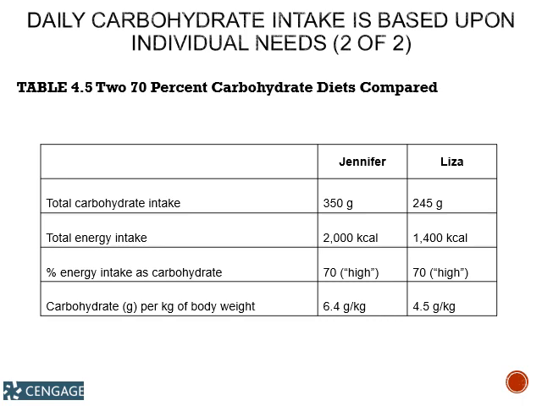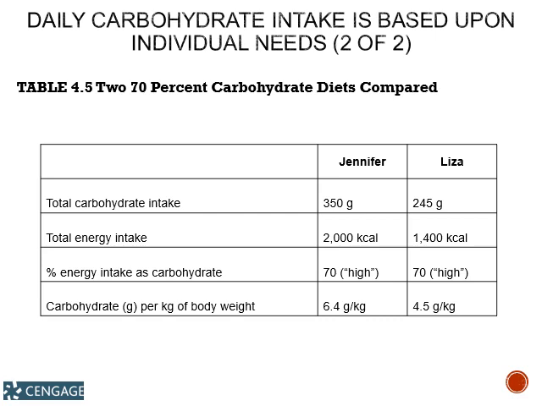This is a comparison of 2 individuals on a 70% carbohydrate diet. Jennifer consumes 2,000 calories a day and consumes about 70% of her energy from carbohydrate, while Liza consumes 1,400 calories with 70% of her energy intake from carbohydrate.